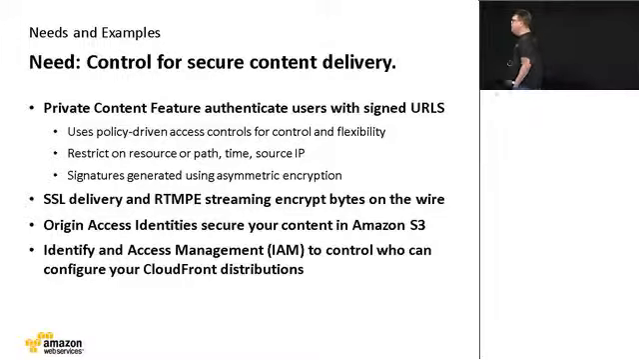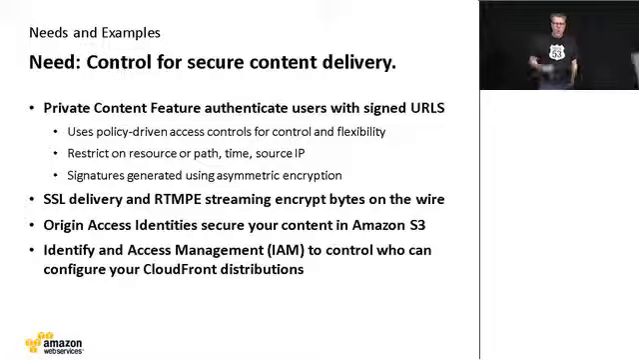Another need we see customers have is control for secure content delivery. We have a feature that we call private content that allows you to authenticate who's able to access your content. You create a policy that describes the circumstances under which it's okay for a video to be served or an object to be delivered. That policy can restrict based on the name of the video or a path. You can set an expiration time. You can even restrict based on the IP address of the client making the request. You sign that using asymmetric encryption, so you have a private key and we have the public counterpart. When we get the request, we'll decrypt it and only serve the request if the signature is valid.